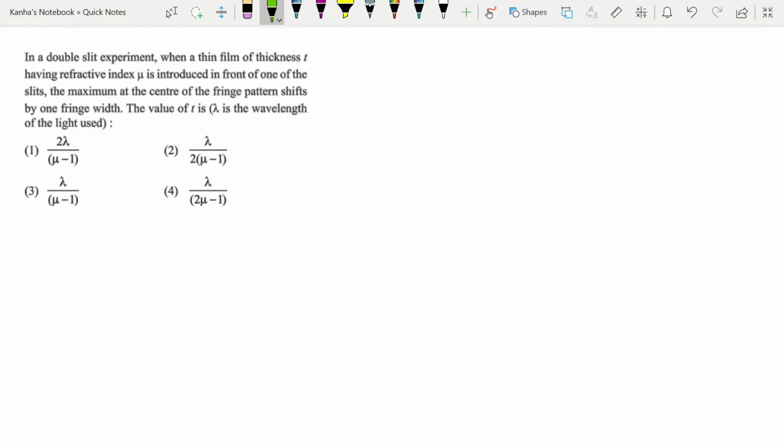In a double slit experiment, when a thin film of thickness t having a refractive index mu is introduced in front of one of the slits, the maximum at the center of the fringe pattern shifts by 1 fringe width. The value of t is? So you are given that there is a change equal to your fringe width.